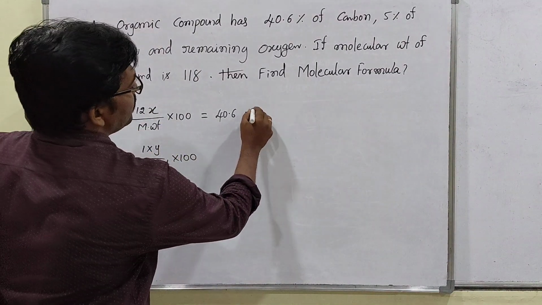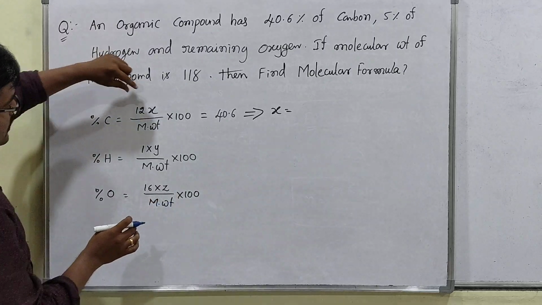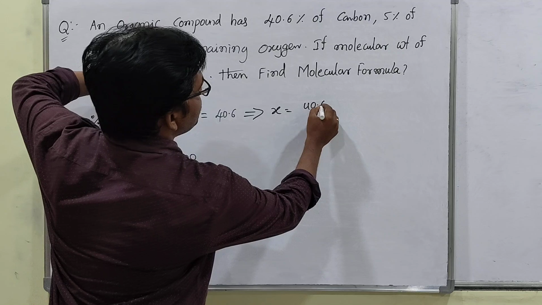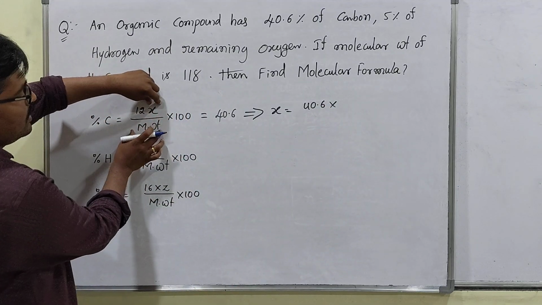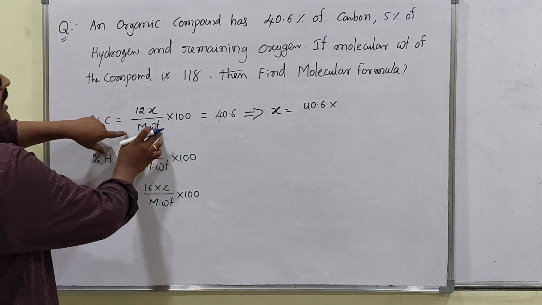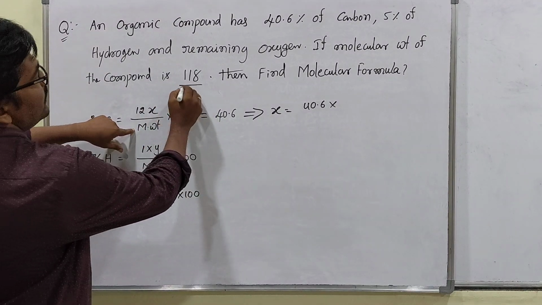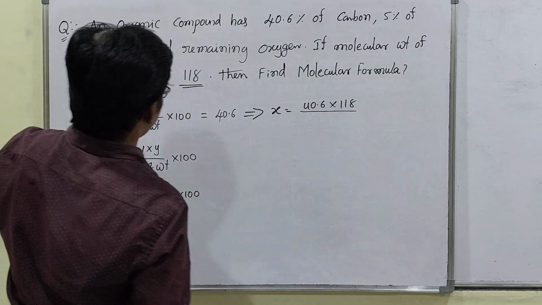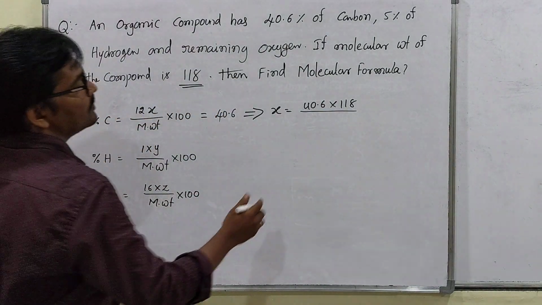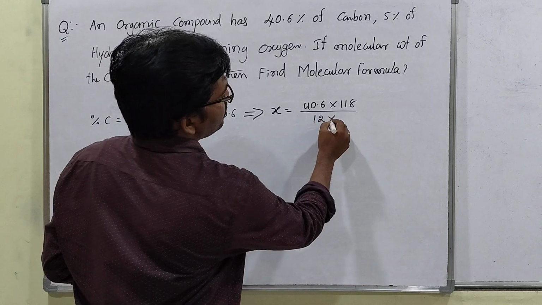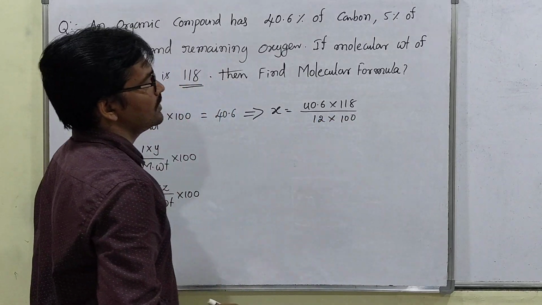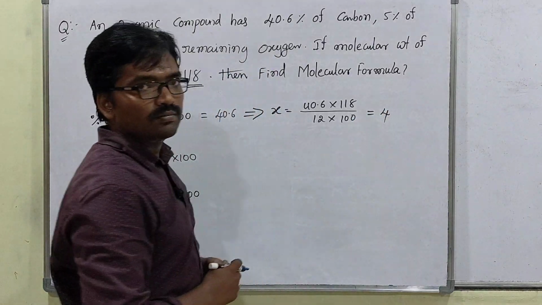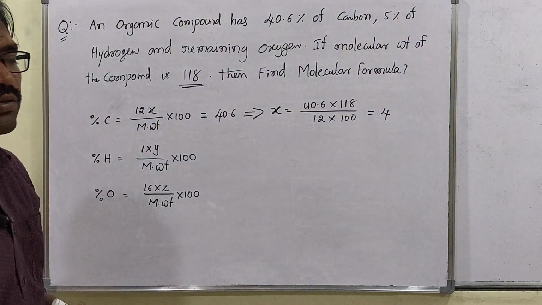From here I want to take X. So X equals, to get this X, what should we do? 40.6 into the molecular weight. How much is the molecular weight? For this compound, 118 is there. Into 118, then divided by 100 into 12. If you do all this, you get approximately 4. So the value of X is 4.